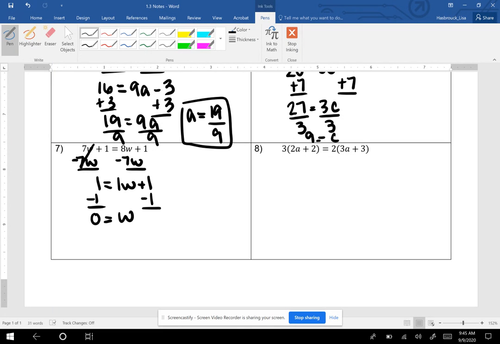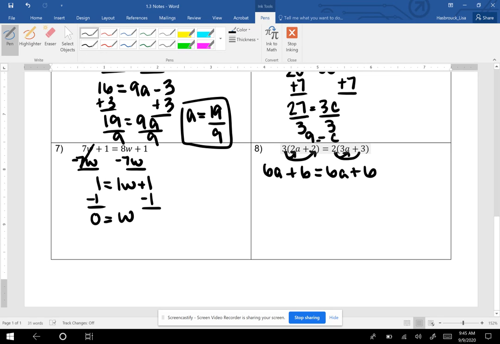Now for this last problem, we have 3 times in parentheses 2a plus 2 equals 2 times in parentheses 3a plus 3. We do want to start by distributing. I'm going to distribute the 3. 3 times 2a is 6a, and 3 times 2 is 6. Now I'm going to distribute the 2. 2 times 3a is 6a, and 2 times 3 is 6.